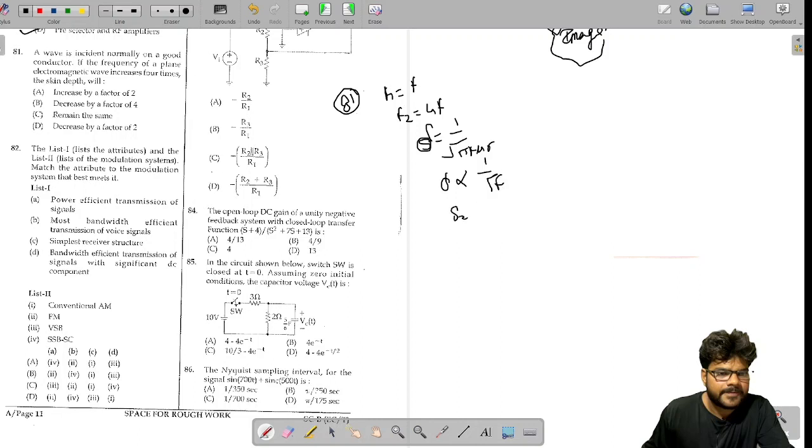So skin depth delta 2 by delta 1 we can write as root f1 by f2. Okay, so f1 is f, and f2 is increased 4 times, this is 4f. So f cancels out, we will get 1 by 2. So delta 2 will be delta 1 by 2. So this will be decreased by a factor of 2. So the correct option will be D.